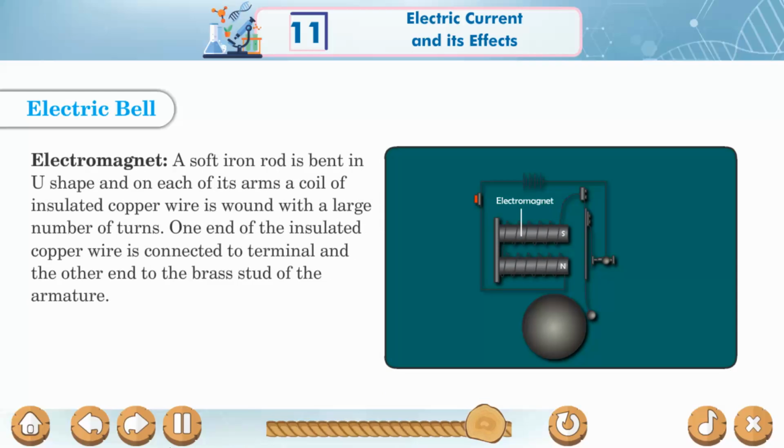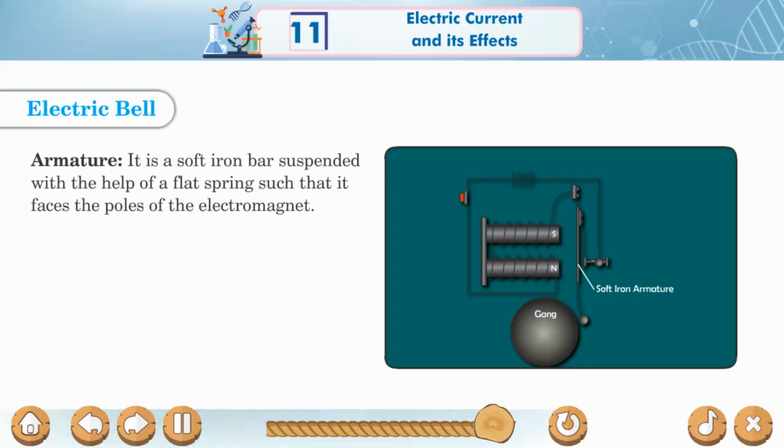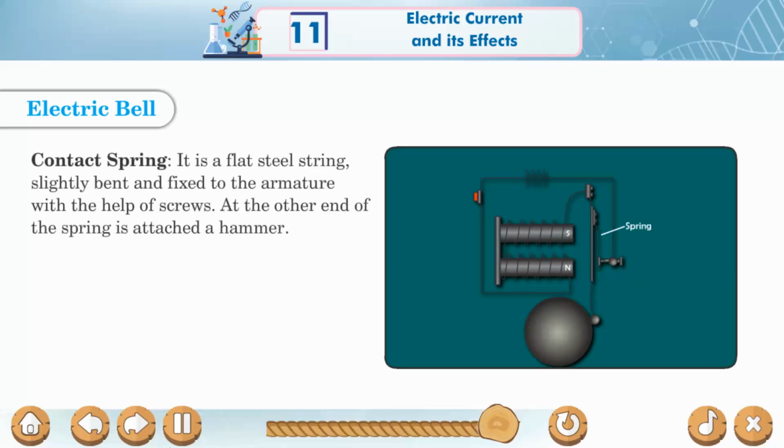Electromagnet. A soft iron rod is bent in U-shape and on each of its arms a coil of insulated copper wire is wound with a large number of turns. One end of the insulated copper wire is connected to a terminal and the other end to the brass stud of the armature. Armature. It is a soft iron bar suspended with the help of a flat spring such that it faces the poles of the electromagnet.